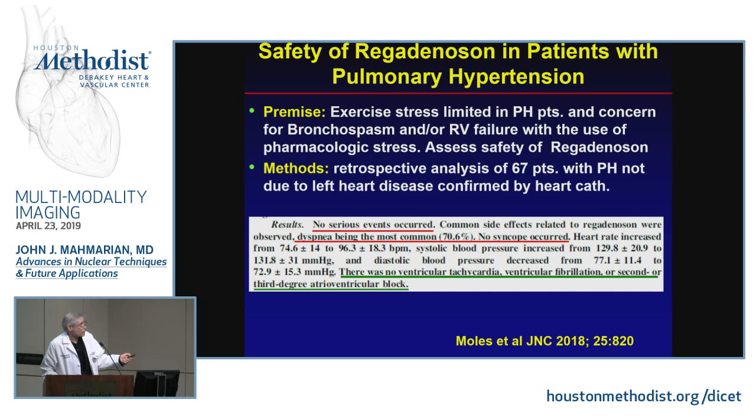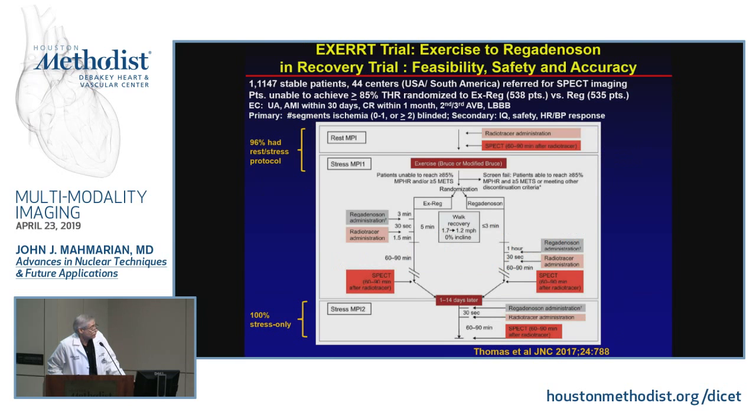So in this population, it works very effectively, and I might also add, it also works very effectively in heart transplant patients, where adenosine is contraindicated because they can get significant AV block that is not seen with regadenoson.